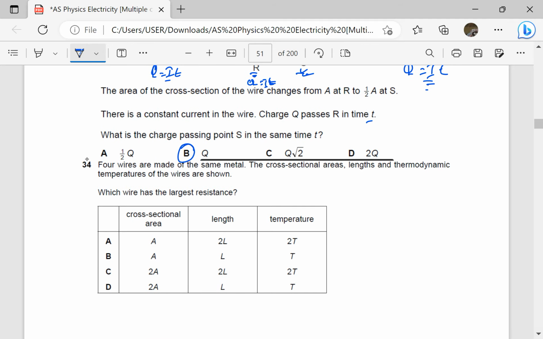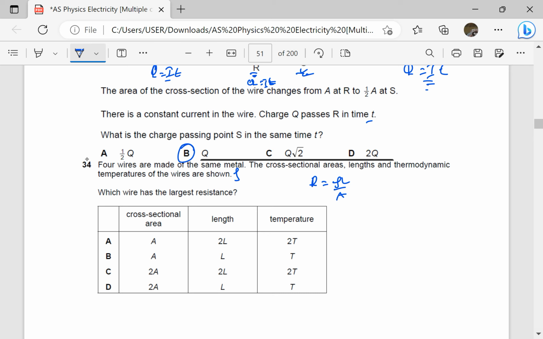4 wires are made of the same metal. That means the resistivity is the same. So resistance is equal to rho L over cross-sectional area. The cross-sectional areas, lengths, and thermodynamic temperatures of the wires are shown. Which wire has the largest resistance?